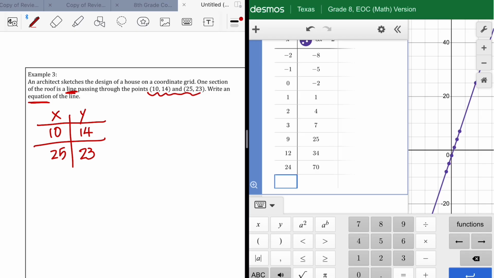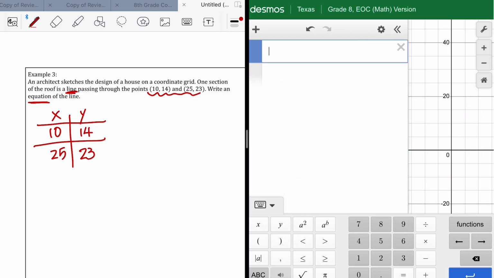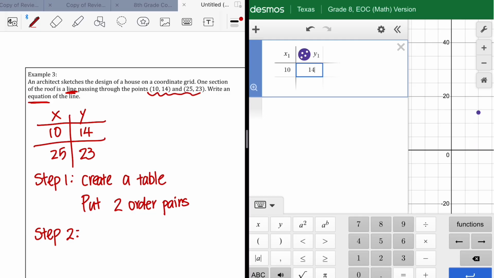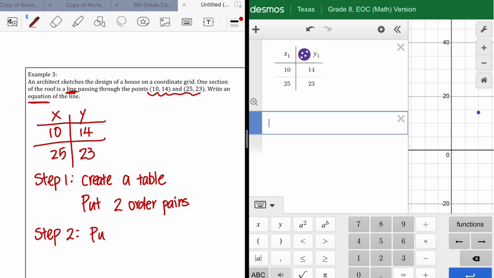We got it. Then go to your calculator, making sure you clear everything before each new problem. So step 1, create a table. Put what? 2 ordered pairs. Let's start with step 1 first. 10, 14, 25, 23. Step 2, put equation.